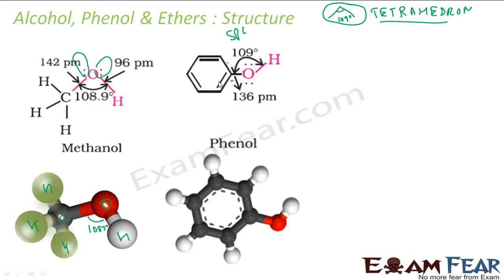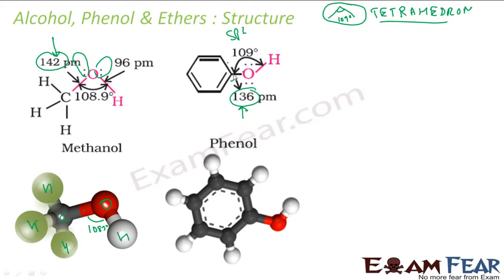Thus the CO bond length will decrease. Here we see the CO bond length is 142 picometer. This is 136 picometer. Also one more reason why the CO bond length decreases here is because it has partial double bond character. Right? There's partial double bond character, so this bond length is less. This bond length is more, right? The CO bond length typically is 142 picometer. Here it is less. Why?